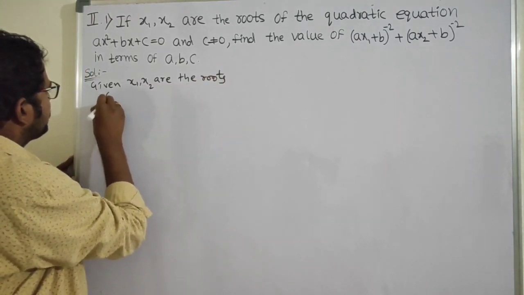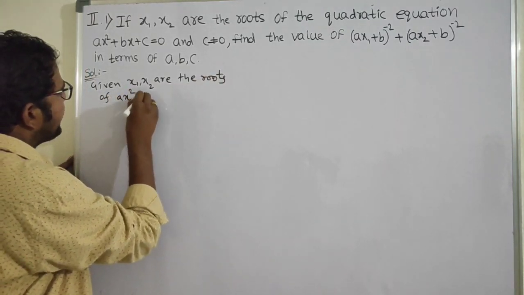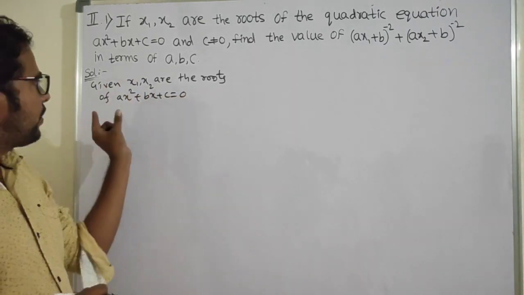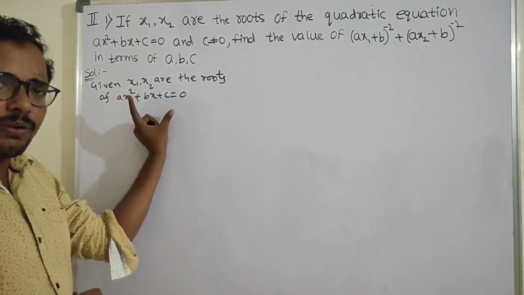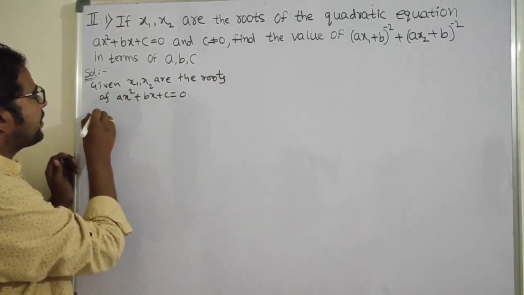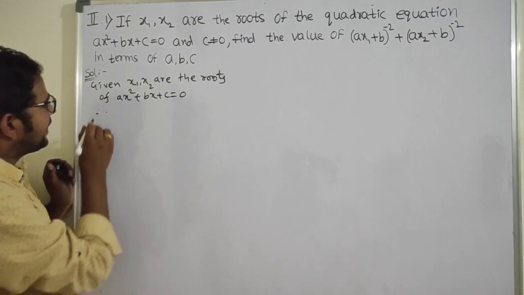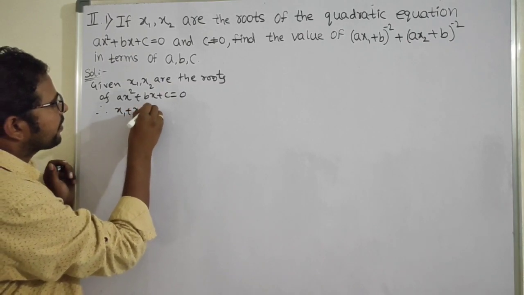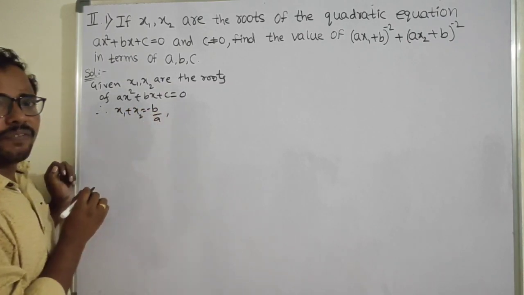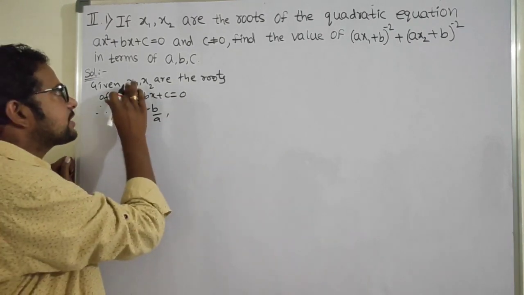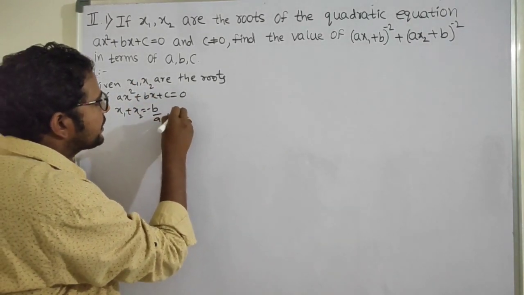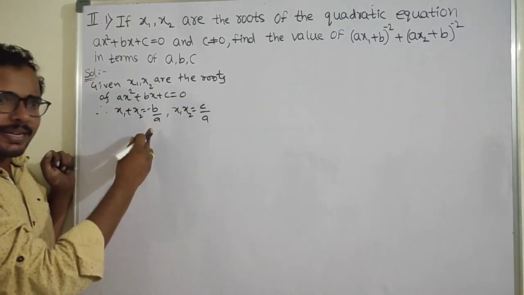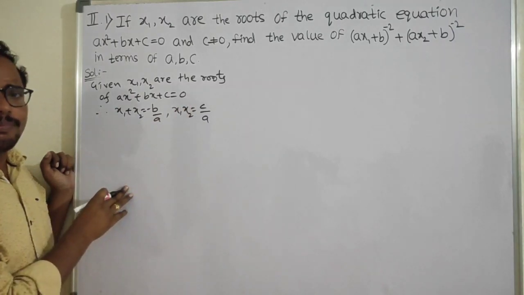of ax square plus bx plus c equals 0. Therefore, we know the sum of the roots is minus b by a. That is x1 plus x2 equals minus b by a. And the product of roots is c by a. That is x1 into x2 equals c by a.